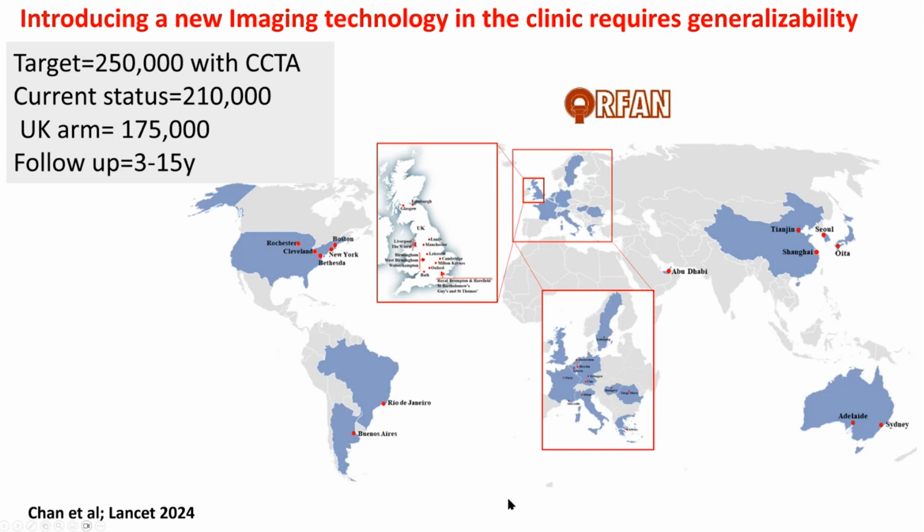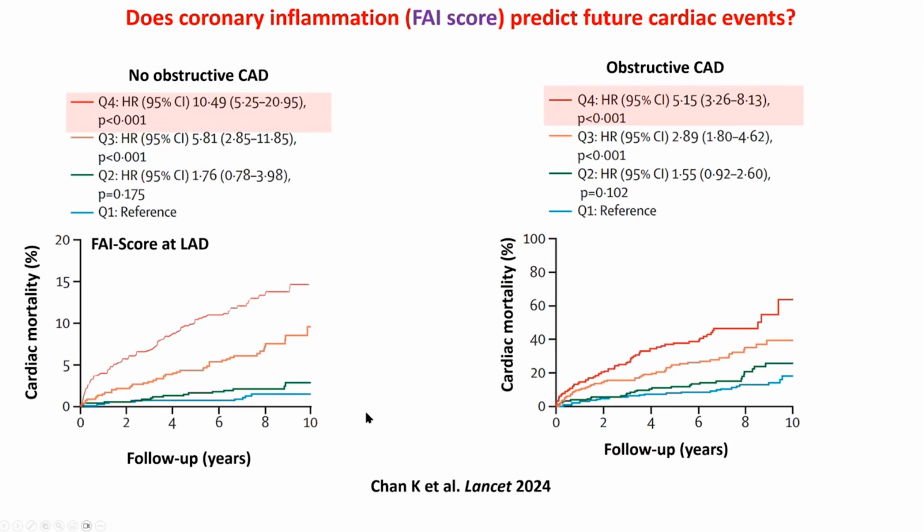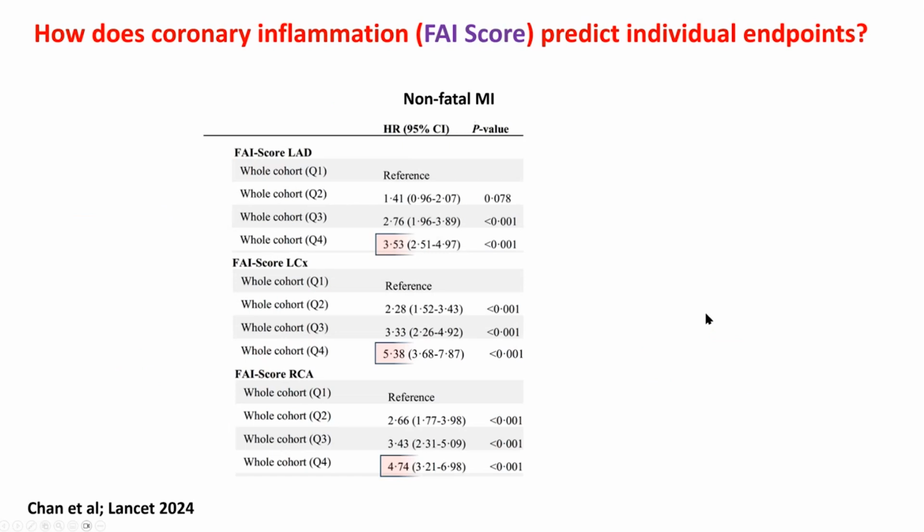Of course, when you have a technology like this, you want it to be validated, to be generalizable across the globe, and this is why we launched the Orphan study. It aims for 250,000 patients with coronary CT angiograms linked with prospective outcomes data. We are now at 210,000 patients, and the study is expected to be completed by the end of the year. The first pilot results were published a few months ago from the UK cohort, showing that if you have a fat attenuation index score above the 75th centile, you have 10 times higher risk of a fatal cardiac event if you do not have obstructive disease, and 5 times higher risk if you do have obstructive coronary artery disease.